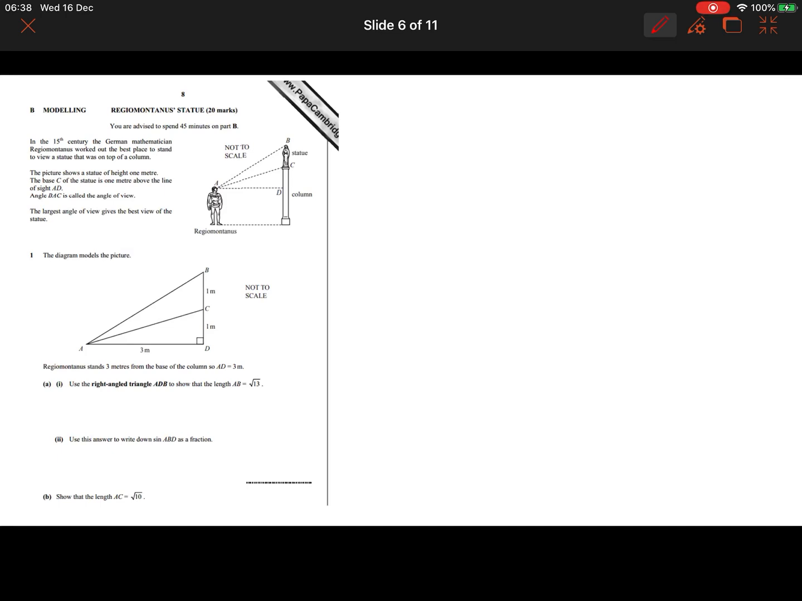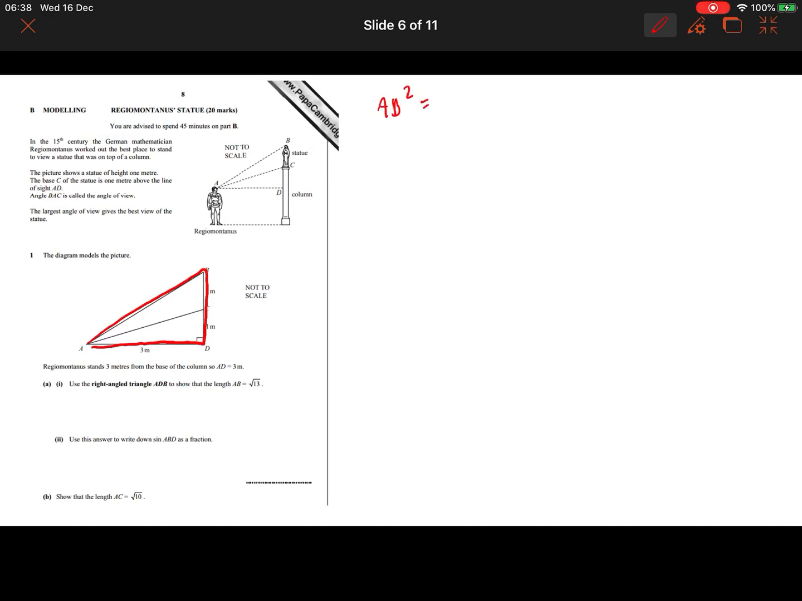So we've got this question. Make sure you read the whole thing. I'm not going to read it because I'd just be wasting time, but you should read the whole question. This diagram models the real life situation that you've got above. It says use the right angled triangle ADB to show that the length AB is root 13. So right angled triangle ADB is this triangle here. We want to show that AB is root 13.